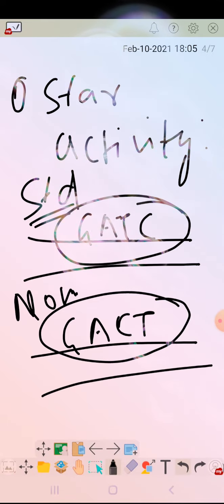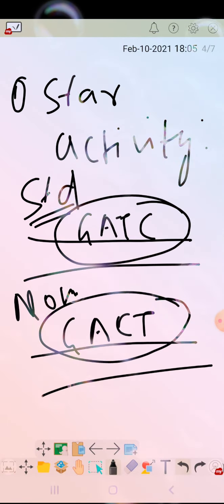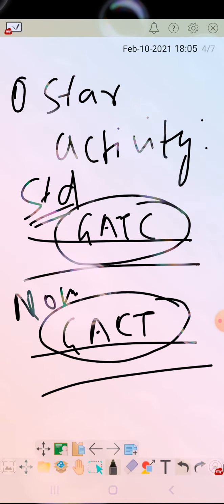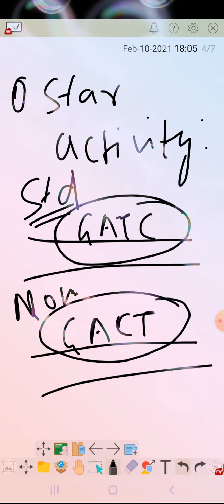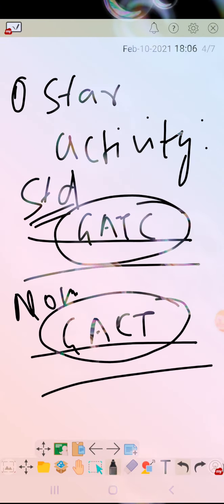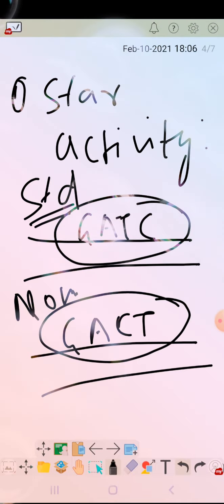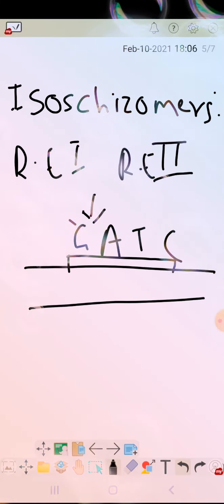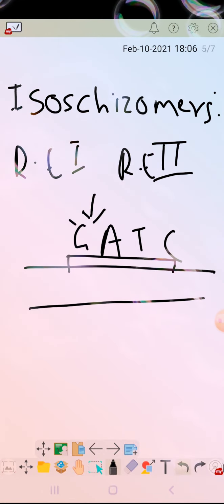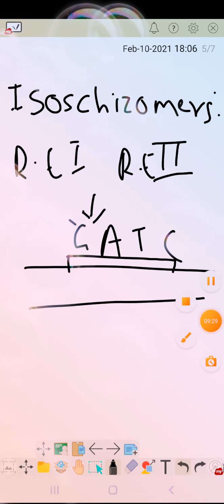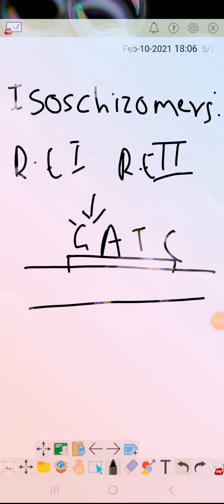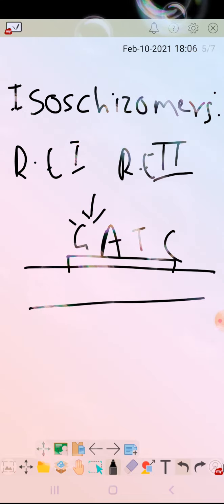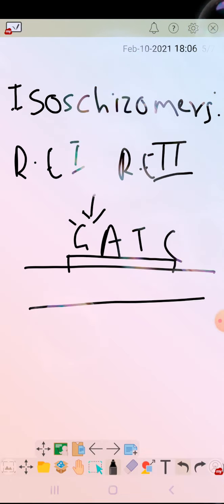Star activity. In standard condition, the restriction enzyme will recognize a particular restriction site and cut at a particular position, but in non-standard condition it will not recognize the identical restriction site but somewhat similar restriction site. This phenomenon is known as star activity. Then we have learned what is isoschizomers. Isoschizomers are the restriction enzymes that can recognize the same restriction site as well as cut at the same position. Means it works identically.